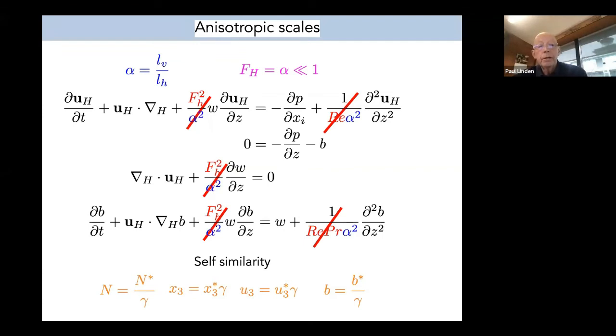So if I take a constant quantity gamma and rescale the buoyancy frequency by gamma, the vertical velocity, U3, by gamma, the vertical scale by gamma, and the buoyancy by gamma, then these equations don't change. You can check that for yourselves. I hope it's obvious. You can just rescale them. So that has important consequences.